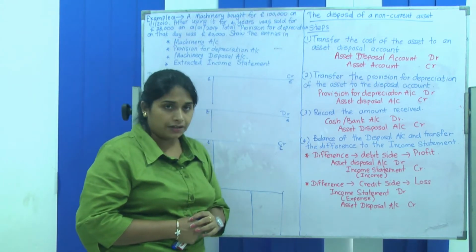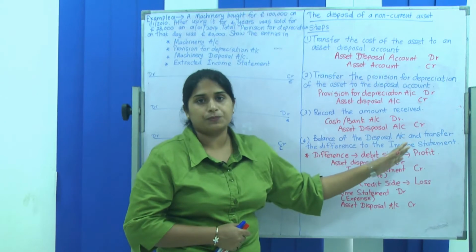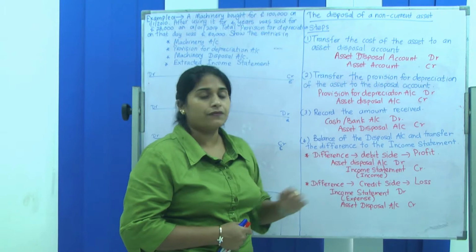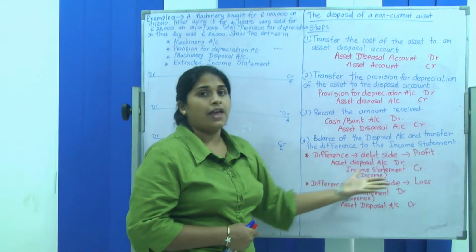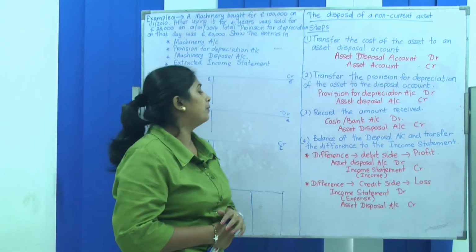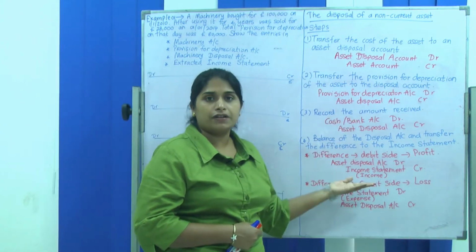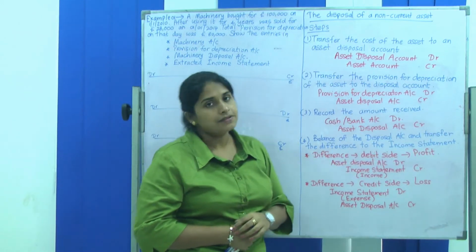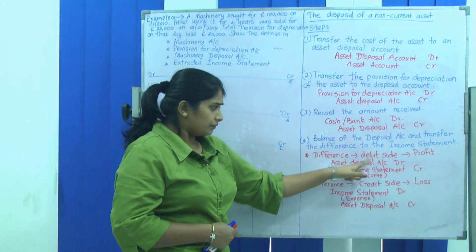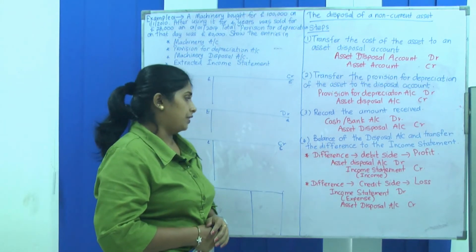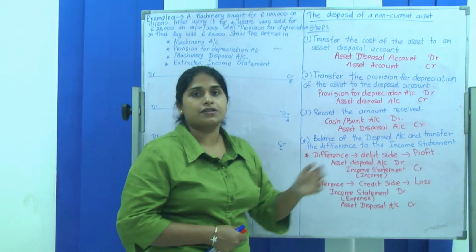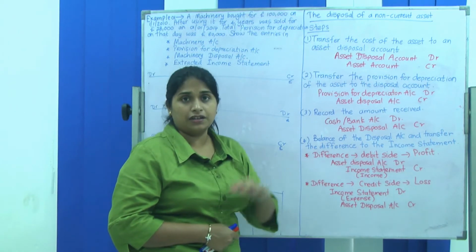Then the fourth and final step is you have to balance off the disposal account. Now assume you are selling your furniture. That means you have to balance off the furniture disposal account and you will get a difference either on the debit side or on the credit side. That difference should be transferred to the income statement. So you will be getting 2 differences. When you are balancing the disposal account, if you get a difference on the debit side, that means it's a profit. That means after selling your non-current asset, you have gained a profit.